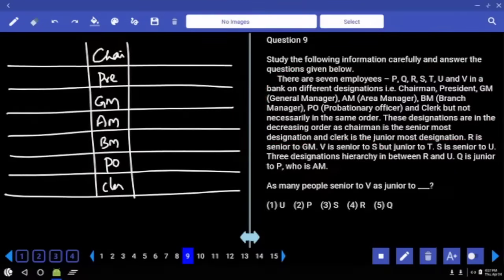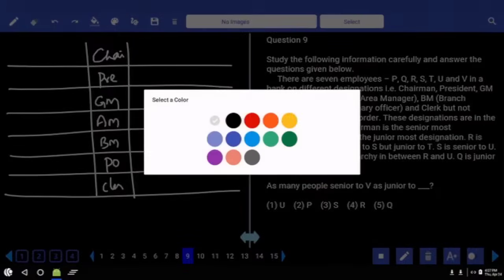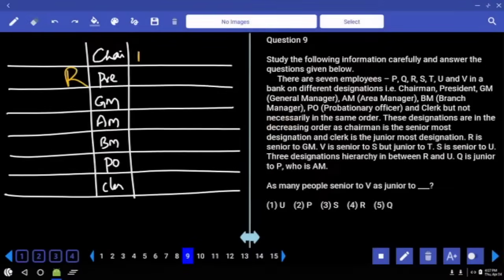R is senior to GM. How many possibilities do we have for this R? 2 possibilities. R can be the president or R can be the chairman. Clear? The next one, V is senior to S but junior to T. And S is senior to U as well. 3 in between R and U. In between R and U, how many people? 3 people. Now if U is here, then T, V, S and U.